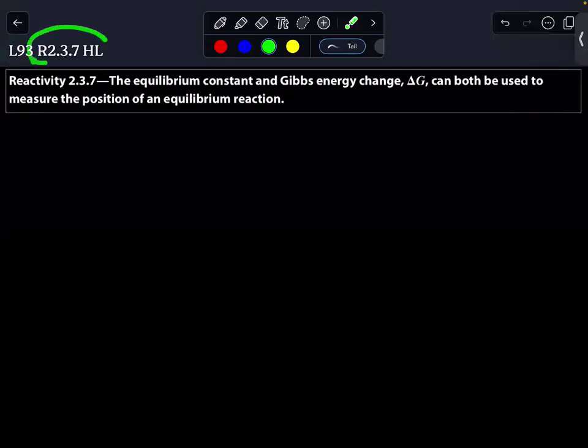Today we're going over reactivity 2.3.7. This is an HL topic. We're going to talk about the equilibrium constant and Gibbs energy change, delta G. Both can be used to measure the position of an equilibrium reaction.